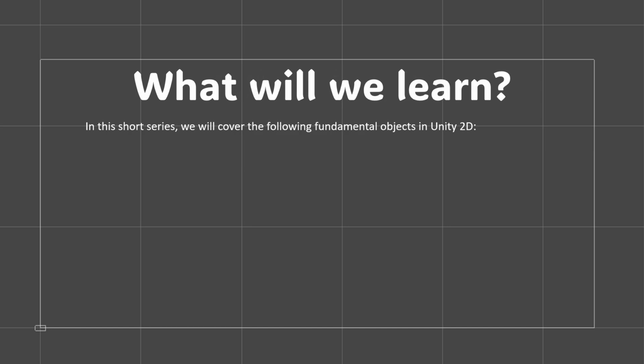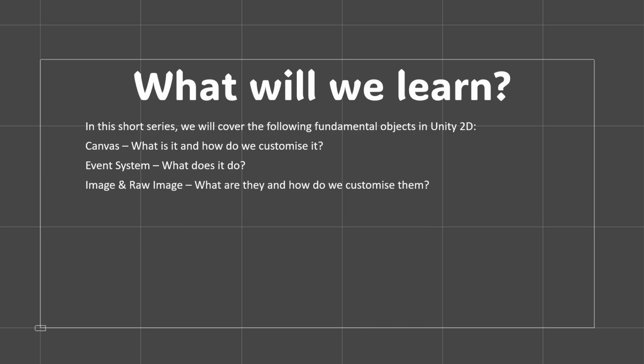So with that in mind, what are we actually going to learn? Well, in this series we are going to cover the following fundamental objects, as I'm going to call them, in Unity 2D. Technically most of them are objects, but I'm not going to get into that. We're going to cover the canvas: what a canvas is, how we change its properties, how we customize it. We're going to talk about the event system, what it does, what role it plays. We're going to cover images and raw images, what they are, how we customize them, and what's the difference.